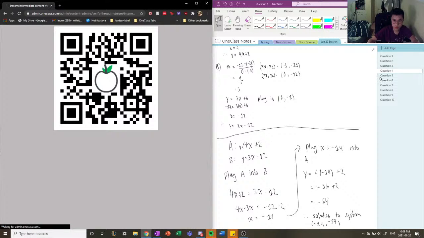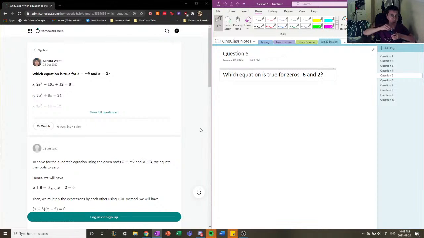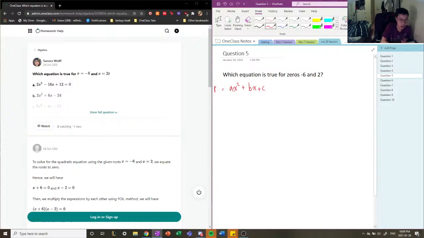Okay. All right, moving on to question number 5. All right, so which equation is true for zeros of negative 6 and 2? Okay, so what are zeros, first of all? So we're going to talk again about the quadratic function. Okay, so our quadratic function can be written out in the standard form as such, where f of x is equal to ax squared plus bx plus c.